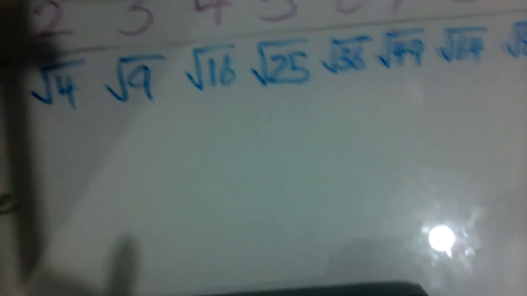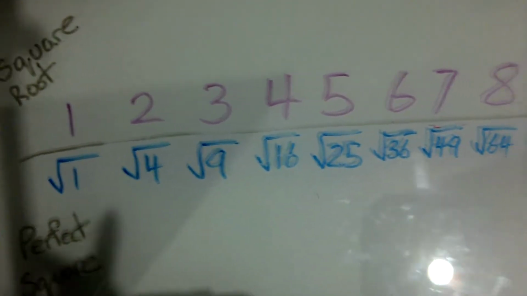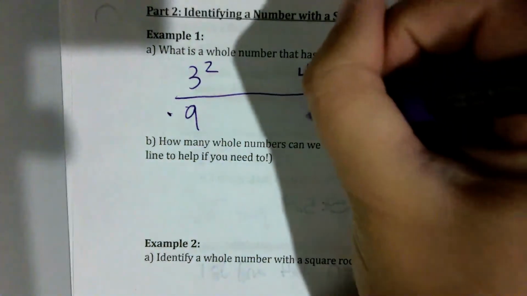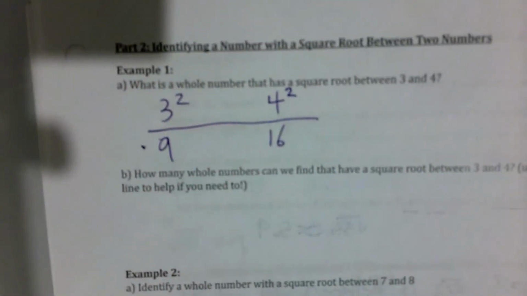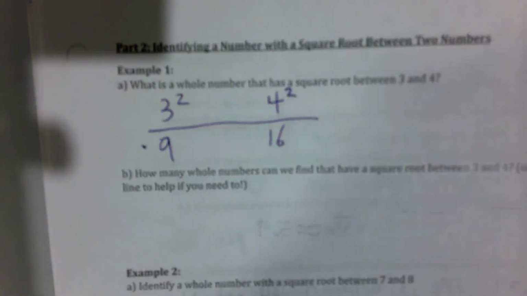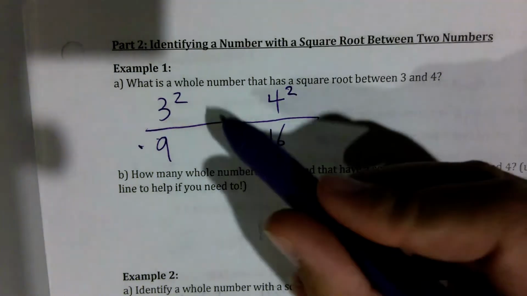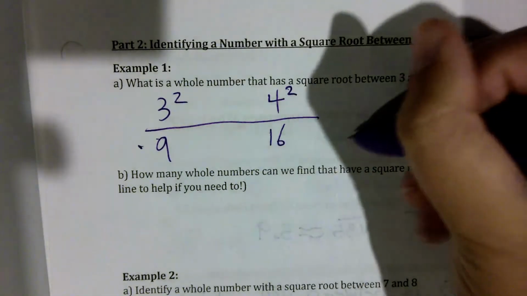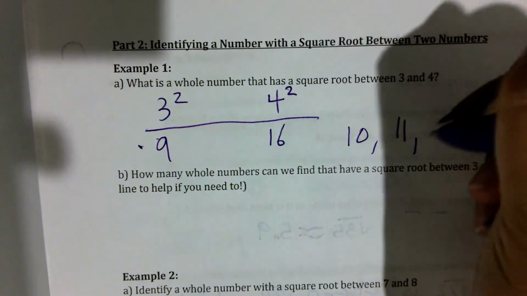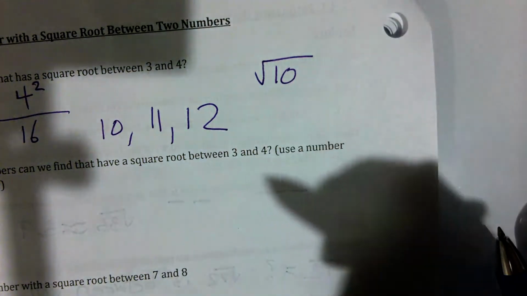I can look back up at my number line here, or I know that 3 squared equals 9, 4 squared equals 16. I need to find a whole number between 9 and 16 in order to find a square root between 3 and 4. Any number between 9 and 16 will work. So 10, 11, 12.